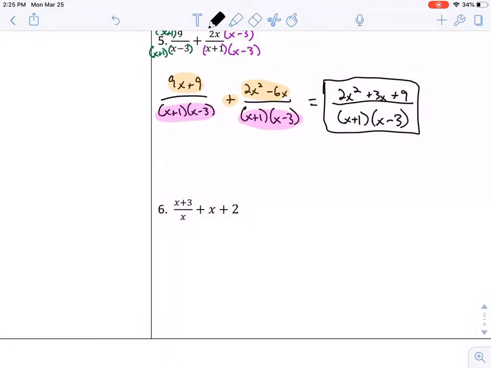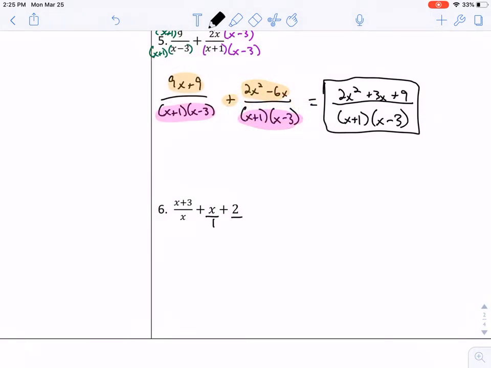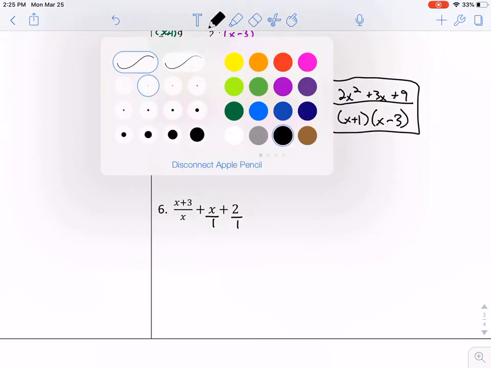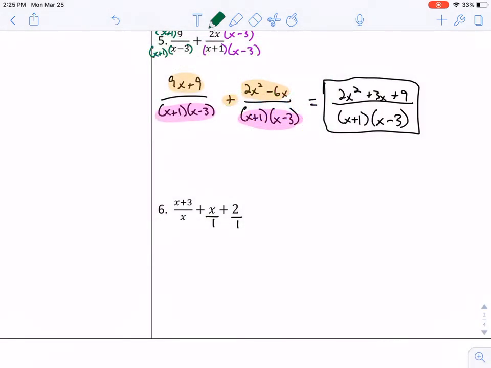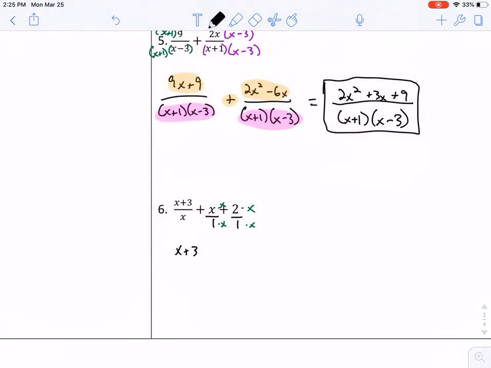Now on to the last one. You look at it, we only have one x value. So that means, if you look, this is x over 1, this is 2 over 1. These last two terms are missing an x, so we have to multiply by x, top and bottom. And so what we get is x plus 3 over x plus x squared over x plus 2x over x.